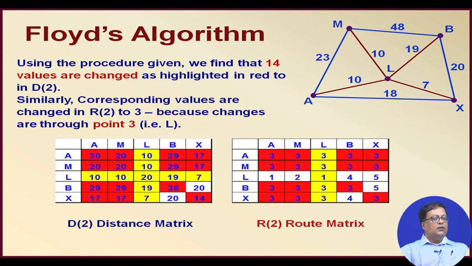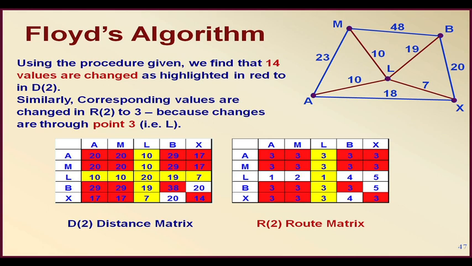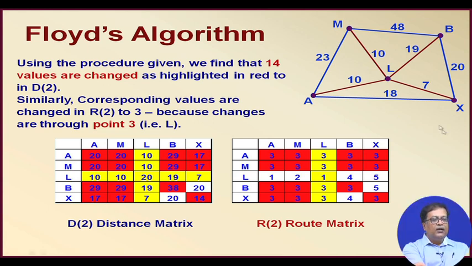So, once again, how do we get D3 and R3 from D2 and R2? Basically, L is the third point. All the distances are to be recomputed by taking this row and this column, and wherever the values are lower, we replace them. So, what exactly is happening? What is Floyd's algorithm? If you really understand carefully, it is nothing but the application of Dijkstra's algorithm in a matrix form, right.